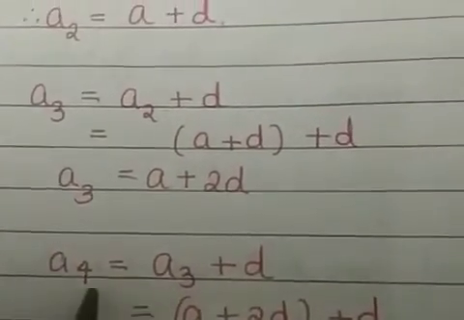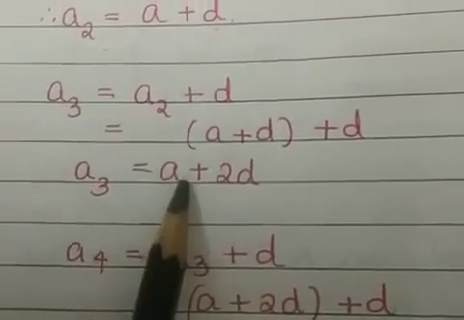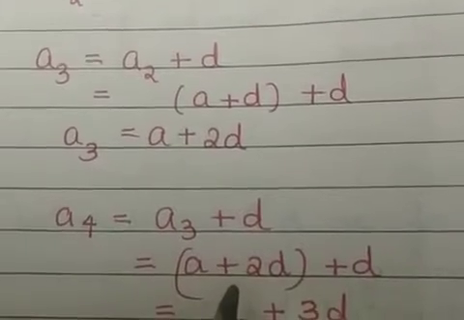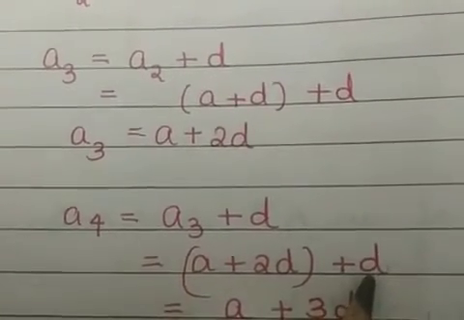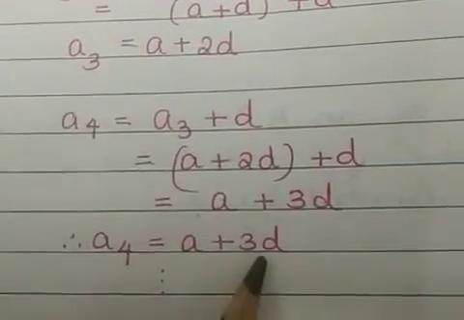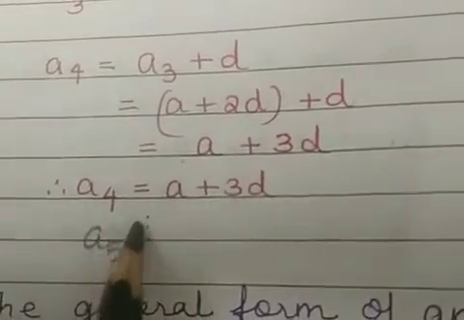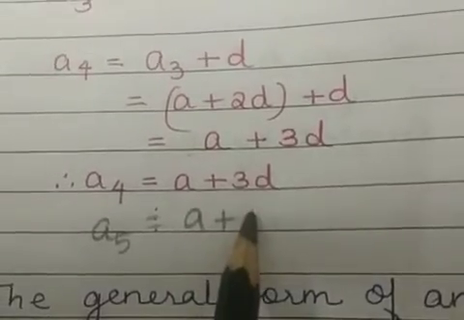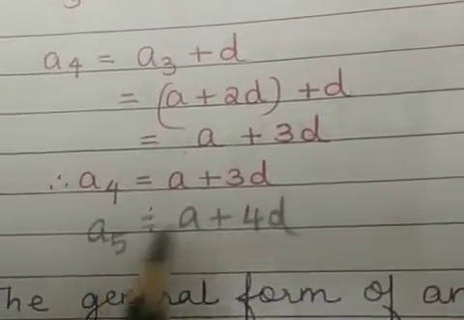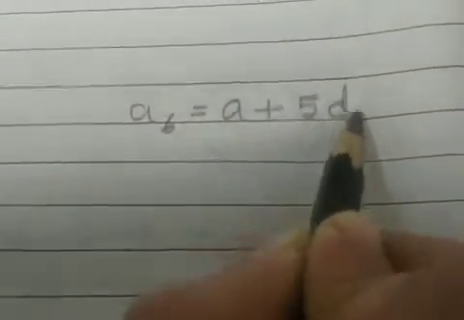Let us see what is a4. a4 is a3 plus d. So what is a3? a3 is a plus 2d. If I substitute, I get a plus 2d plus d, and this is equal to a plus 3d. So a4 is a plus 3d. So what will be a5? a5 will be a plus 4d, correct? One number less than this: 4, then 3. So a5 will be a plus 4d. What will be a6? a6 will be a plus 5d, and so on.